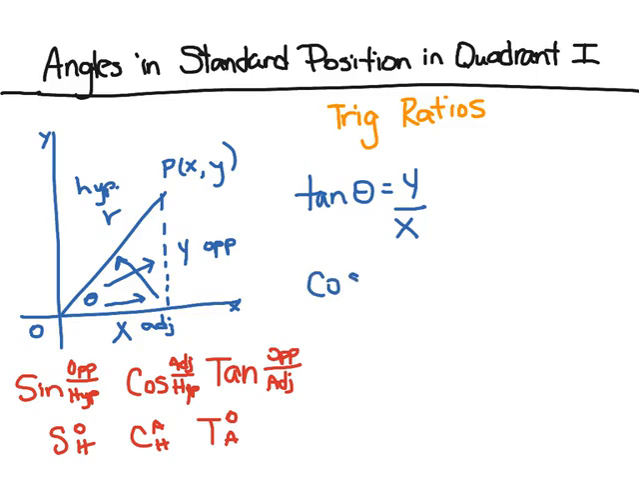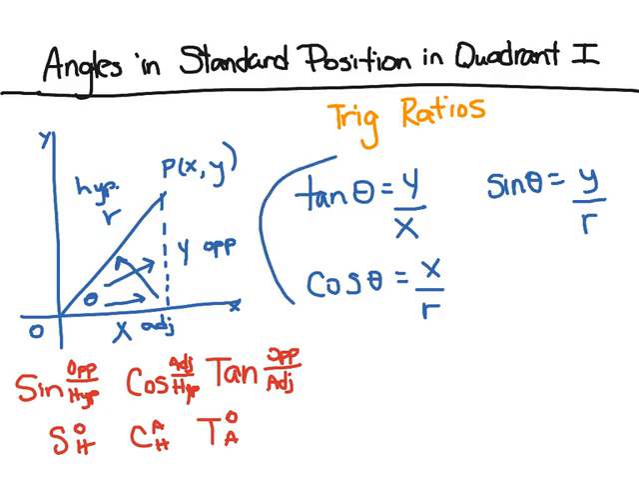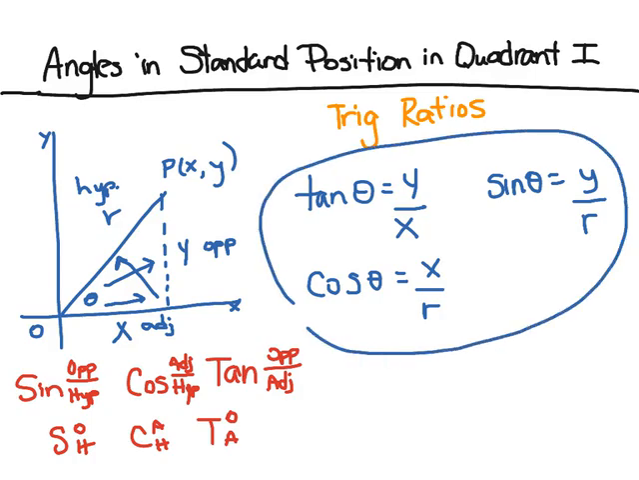Cos theta is equal to adjacent, which is x, over hypotenuse, which is r. And sine theta is equal to opposite, which is y, over hypotenuse, which is r. So these are our primary trig ratios.